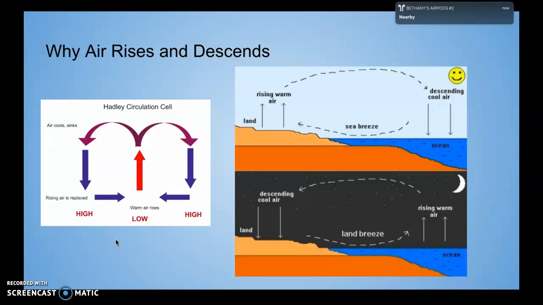So just like you see in the picture, with a sea breeze, you have the land being heated from the sun. So the warm air is rising. It then goes over to the ocean where there's cool air and it descends, and then we get that nice breeze going inland. Whereas at nighttime, the cool air descends on the land because the land is going to cool faster than the ocean.